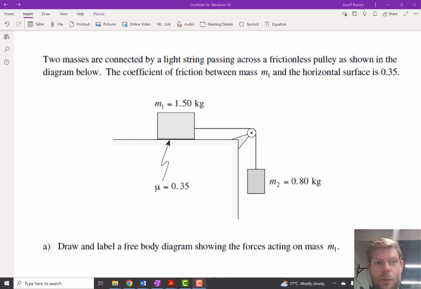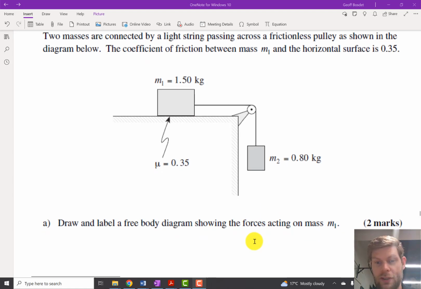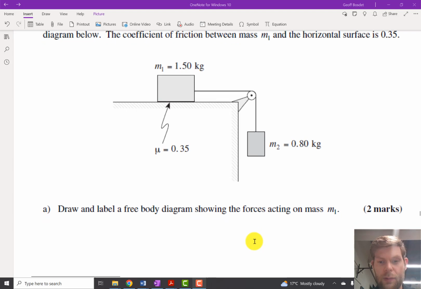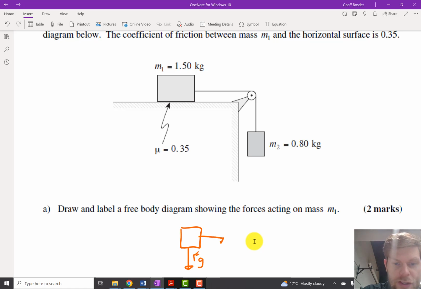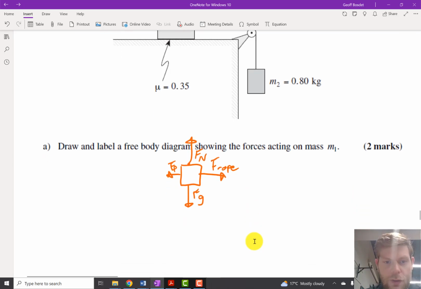All right, let's talk about more complicated Atwood machines. Here's one where we want to draw and label a free body diagram showing the forces acting on mass M1. That one's not too complicated. You've just got your gravity, the tension, whatever you want to call it, maybe F rope, and some normal force from the surface, equal and opposite to gravity. And we've got some friction because we have a non-zero coefficient. So that's just your free body diagram.